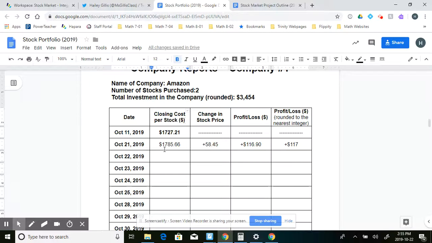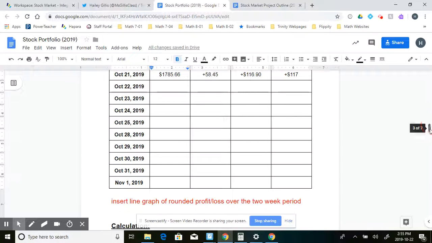So you're going to be doing this every day, again, with the exception of the weekends, for each one of your stocks. So I would do this with Amazon and my other 2 that I've chosen. And at the end of all of this whole table will be filled in with data, and then we can start to analyze and see how much money we made overall in the 2 weeks, and just kind of look at our profit and loss during that time.